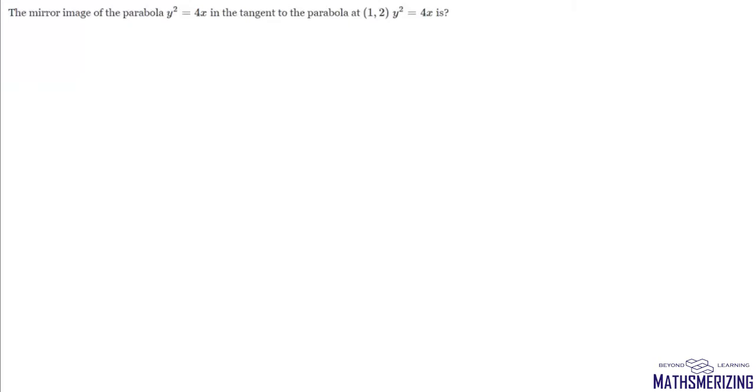Now there may be some questions where we need to find the mirror image of a parabola about a certain line. Say, for example, we need to find the mirror image of the parabola y square equals 4x in the tangent to this parabola at (1, 2). So we'll draw this parabola.